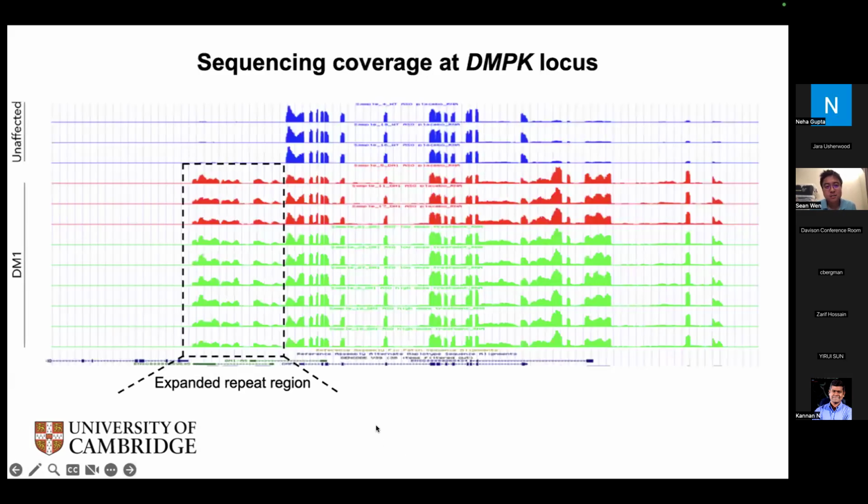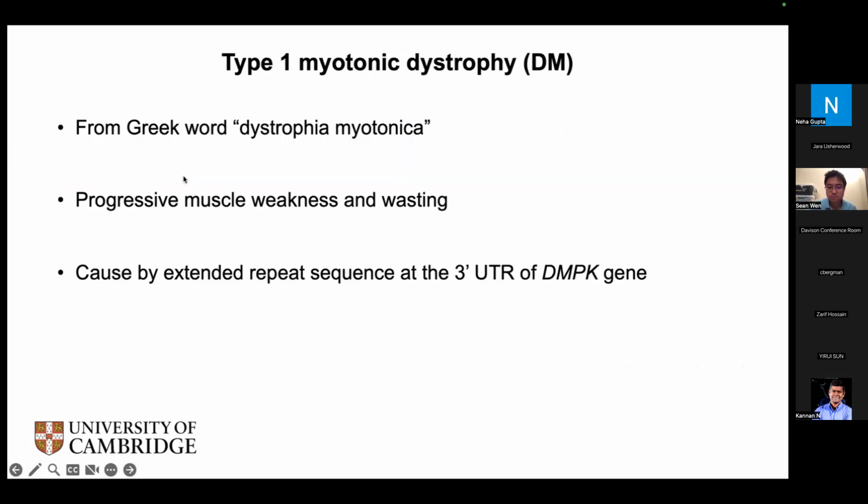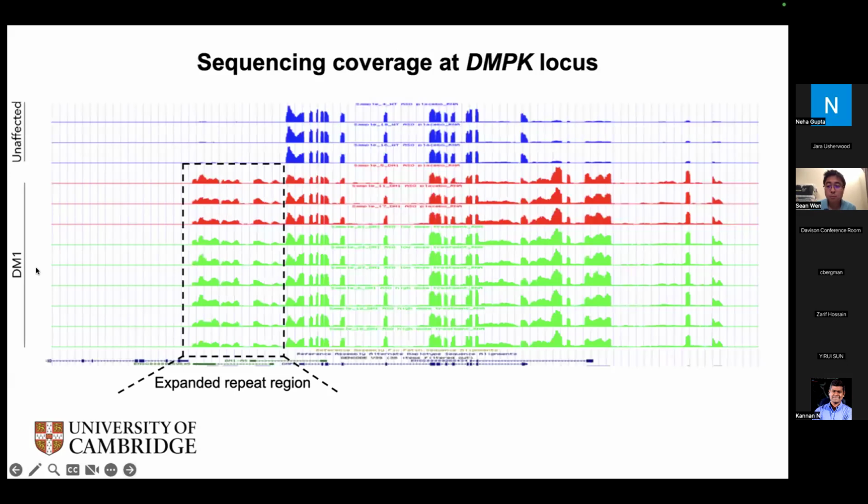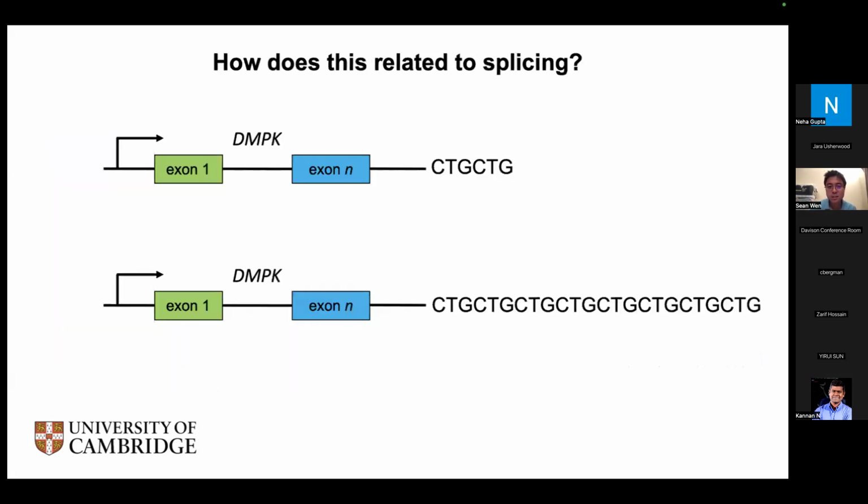So what does it mean? If you look at the sequencing coverage at the DMPK gene, you will see that in the unaffected individuals, you don't see a lot of coverage at the expanded repeat regions. Whereas for the DM1 patients, you would see a higher sequencing coverage at the expanded region over here. So this shows us visually that the DM1 patient has expanded repeat regions, and this typically leads to the phenotype of muscle wasting and weakness that we see in these patients.